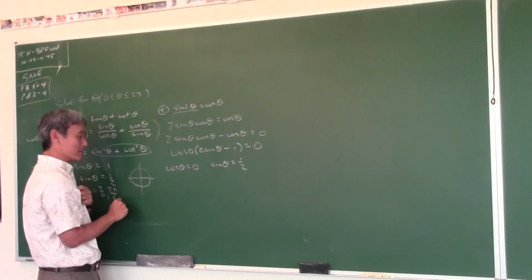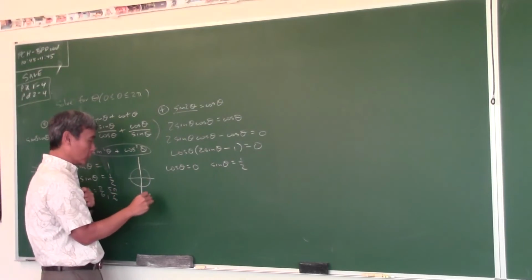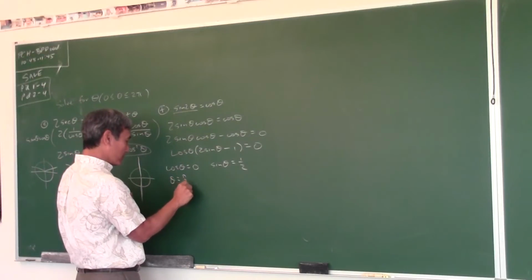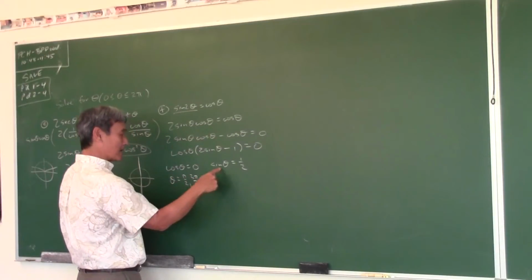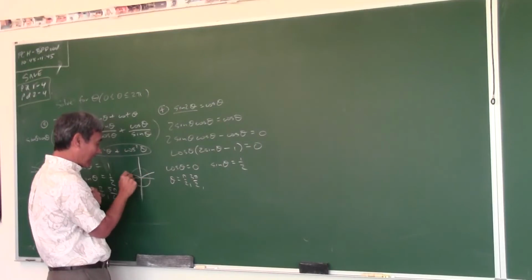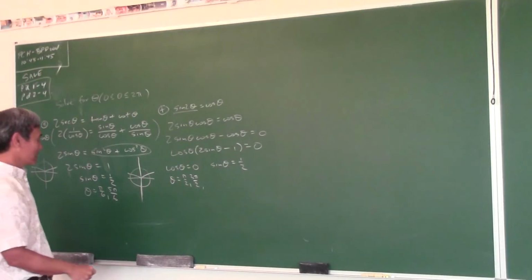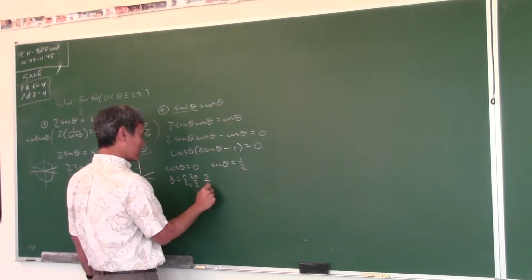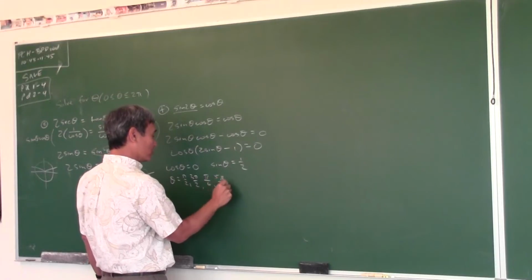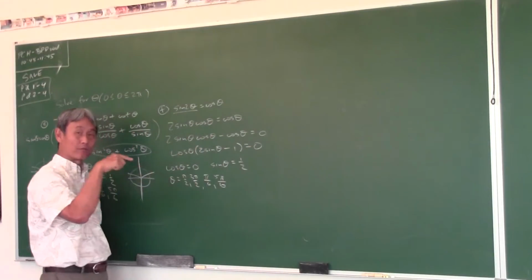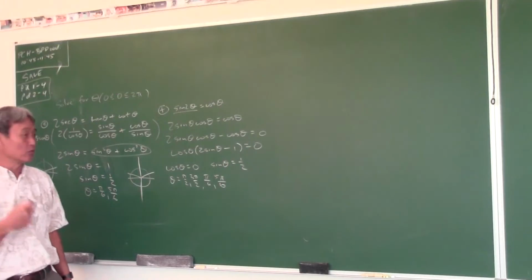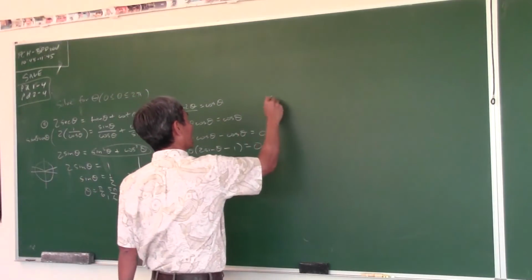Cosine of what angle is 0? Pi over 2, 3 pi over 2. Sine of what angle is 1/2? We just did that on this problem right here. So that's pi over 6, 5 pi over 6. And there you go. Do not cancel a variable from both sides of the equation. You lose solutions.